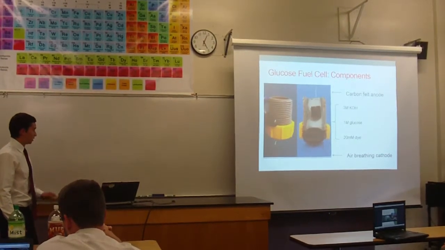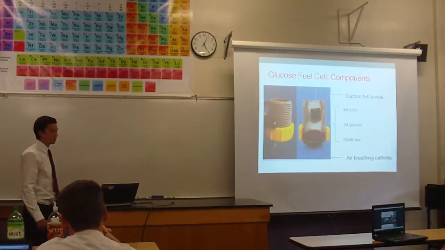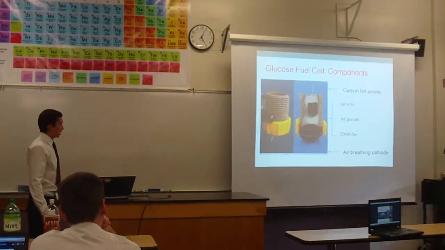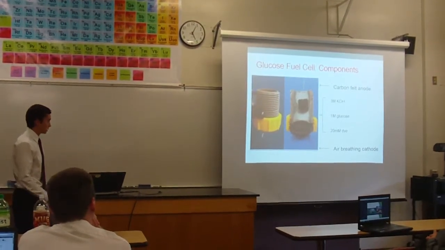The 3 components of the fuel cell are, like I mentioned, potassium hydroxide, which provides the alkaline environment, 1 molar glucose, which is the oxidizable molecule and the fuel source, and then the dye.